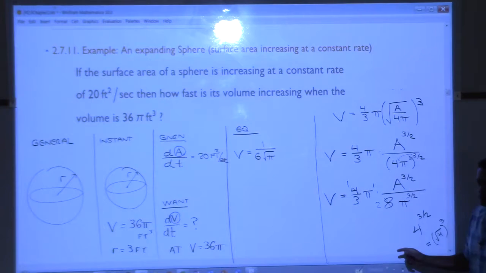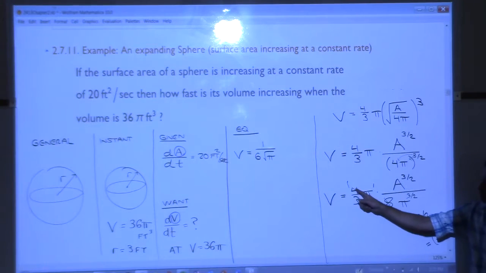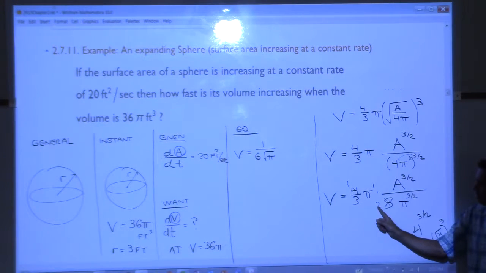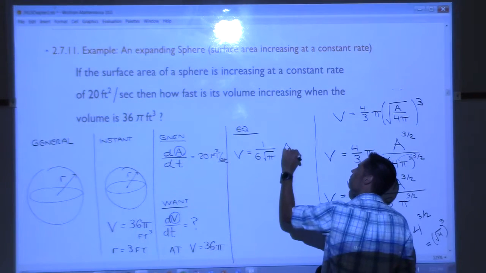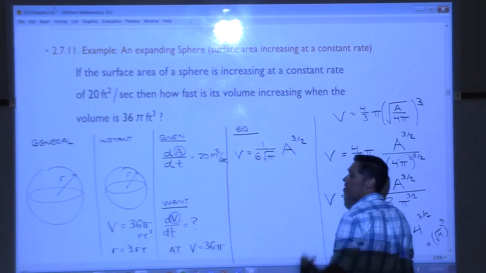Okay, everyone see that? 8, 4, reduce that. You get a 2 here. The pi over pi to 3 halves becomes a square root of pi on the bottom. 3 times 2 is 6. And we still have A to the 3 halves, right? And I'm going to leave it as A to the 3 halves because I'm about to take the derivative of it.